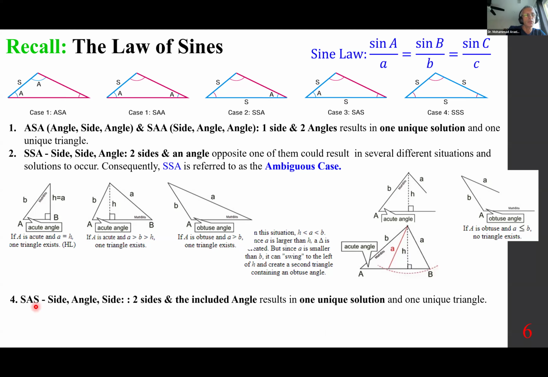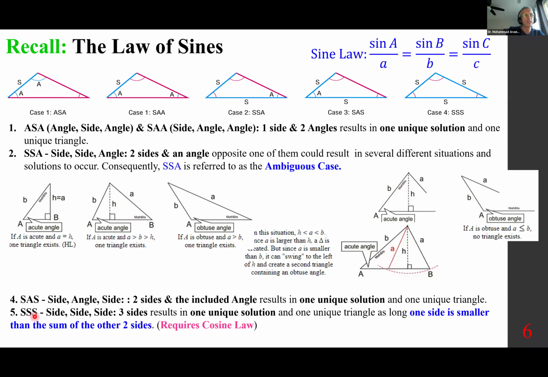SAS, side angle side. Two sides and the included angle result in one unique solution and one unique triangle. SSS, we have all sides. Three sides result in one unique solution and one unique triangle as long as one side is smaller than the sum of the other two sides, and that requires the cosine law. This is important to understand. When you look at one side, it has to be less than the sum of the other two sides. Otherwise, it can't create a triangle.